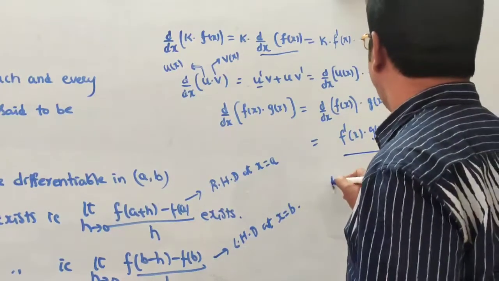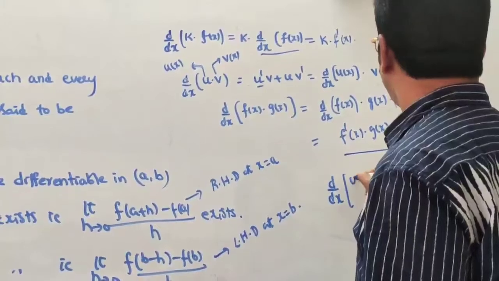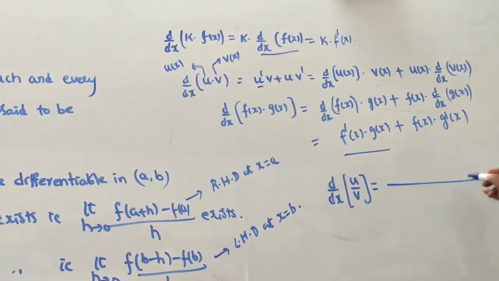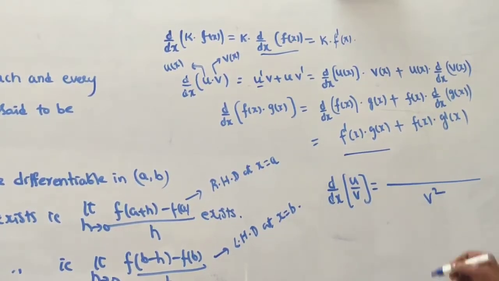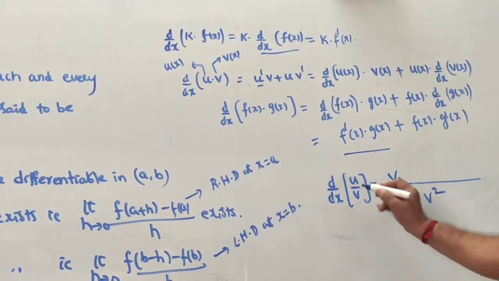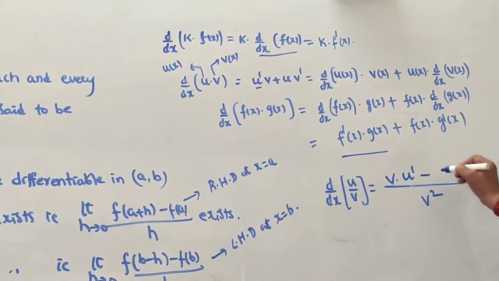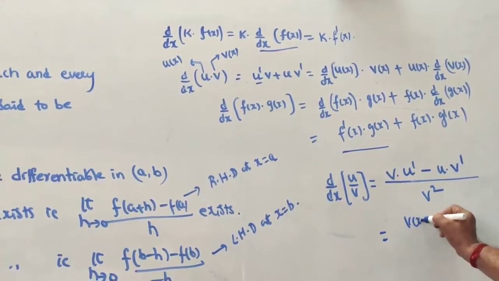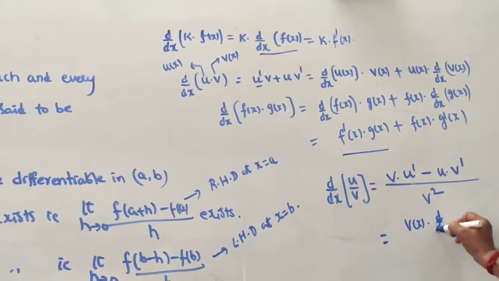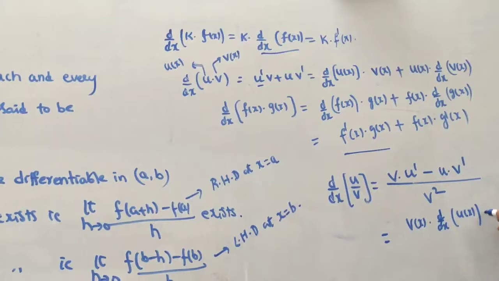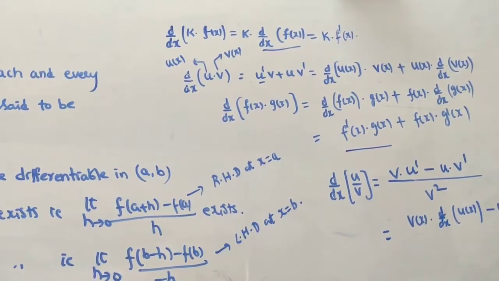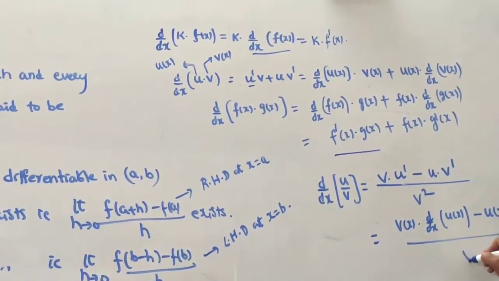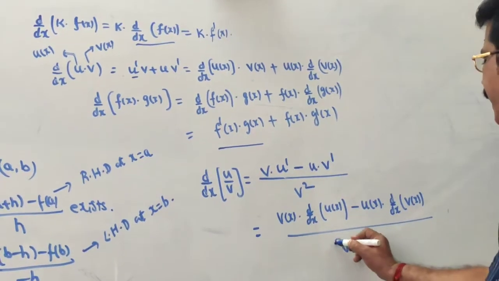Next, another important formula, that is the quotient formula, u by v. That is equal to, first habituate to write the denominator. Denominator is v square. In numerator start with v, then u dash, but minus u v dash. That is, v means v of x. Dash means d by dx of u of x minus u of x into d by dx of v of x, divided by v of x whole square.